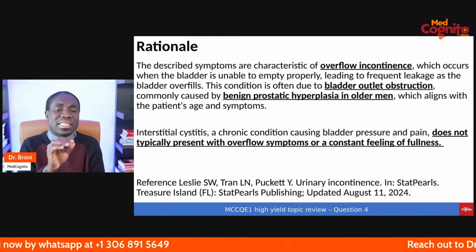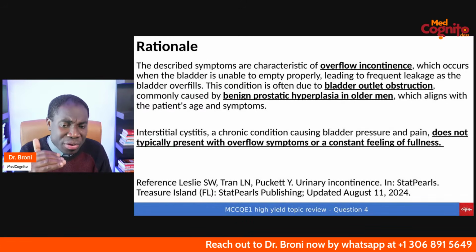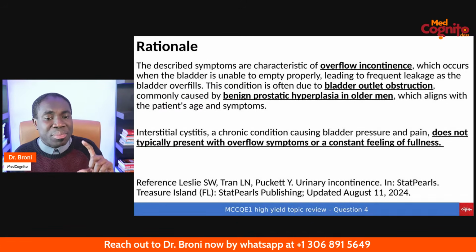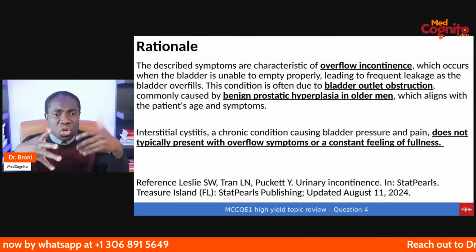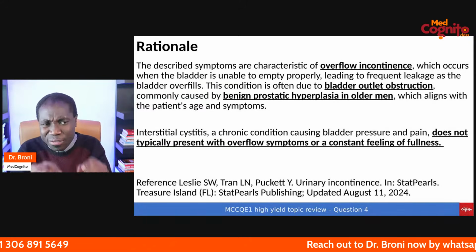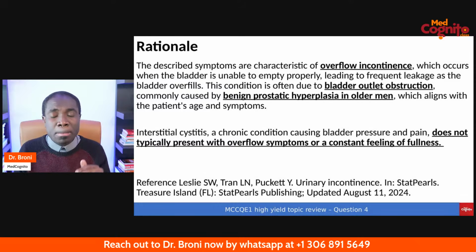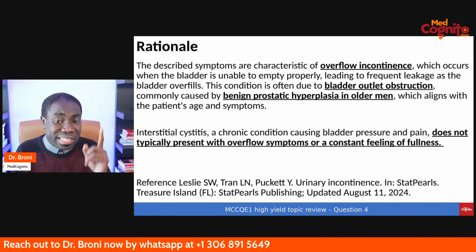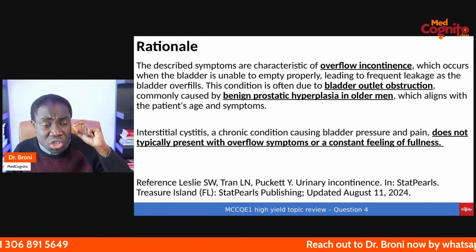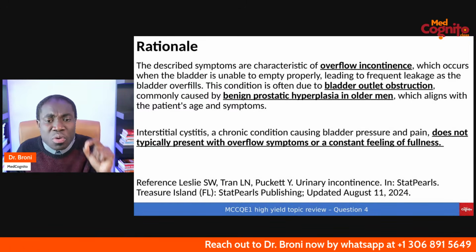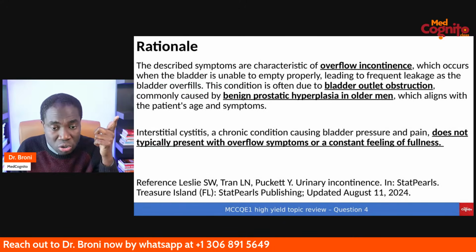Okay, now interstitial cystitis, which is a chronic condition causing bladder pressure and pain, does not typically present with overflow symptoms or a constant feeling of fullness. So you realize that the clue the question is giving you is that you need to know how bladder outlet obstruction presents, how interstitial cystitis presents. And the clue here is that if you have a patient with interstitial cystitis in your board exam, the patient will present with pain. Meanwhile, this question stem did not talk about that.